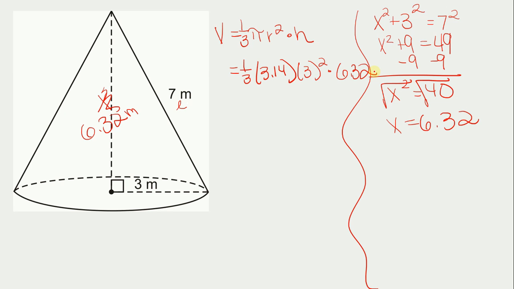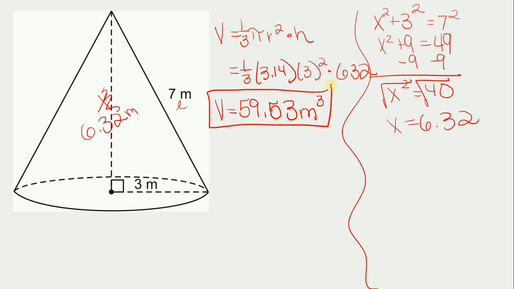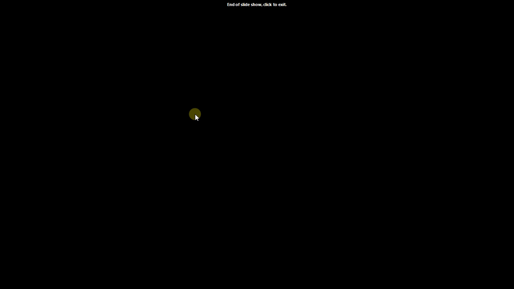So I'm going to find my volume. I'm going to take 3.14, multiply by 9, because that's technically 3 squared, times 6.32. And then I'm going to divide by 3 to take care of that 1/3. So volume is equal to 59.53 meters cubed. The one thing I recommend: be careful, make sure they didn't give you the slant height instead of the height, otherwise you will not get the same answer for your pyramid, or your cone. And with that, that is the end of the video.